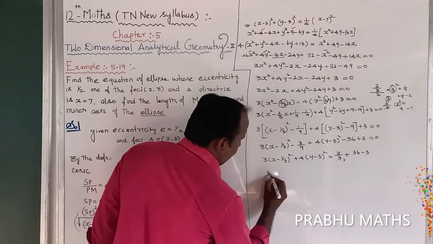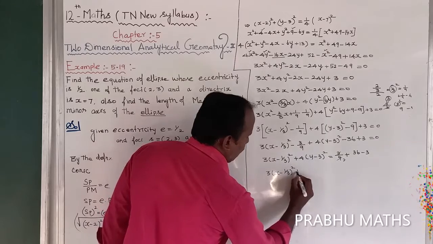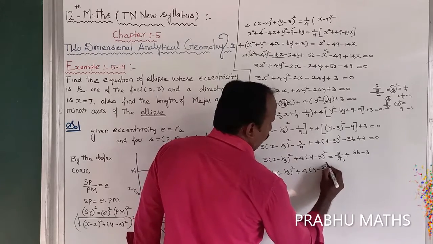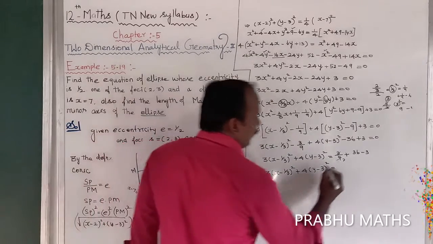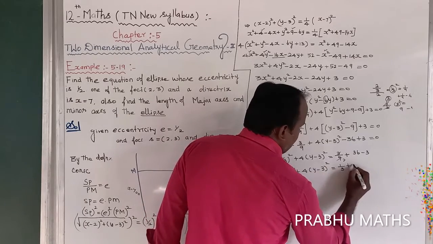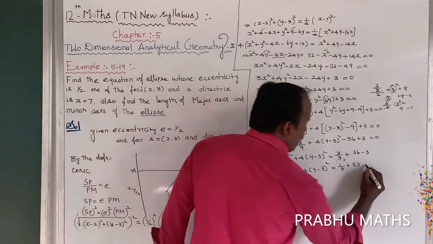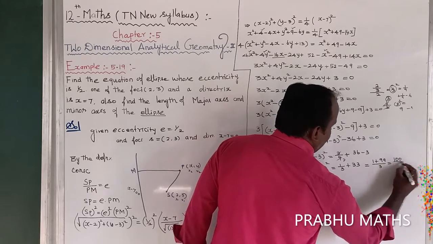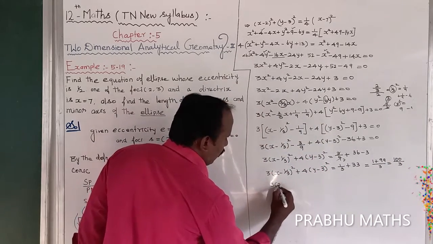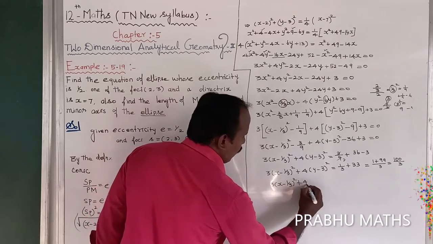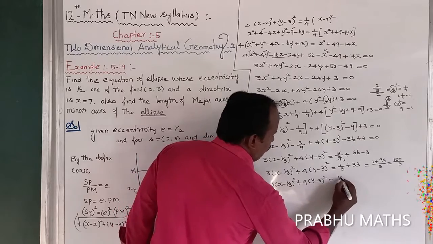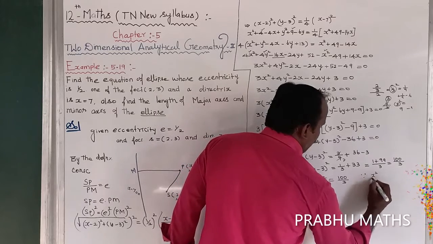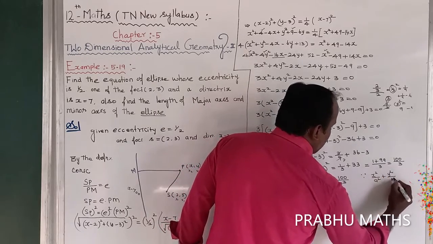So that is equal to 3 into x minus 1 by 3 the whole square plus 4 into y minus 3 the whole square, that is equal to 1 by 3 plus 33. Okay, 1 by 3, 33. This one cross multiplication is equal to 1 plus 99 divided by 3 equal to 100 divided by 3. That is the value. So 3 into x minus 1 by 3 the whole square plus 4 into y minus 3 the whole square, that is equal to 100 divided by 3. The general form of the ellipse, so therefore the general form of ellipse is x square by a square plus y square by b square equal to 1.